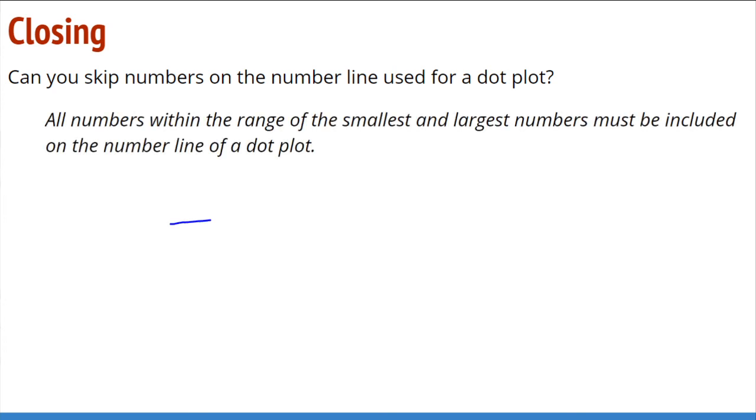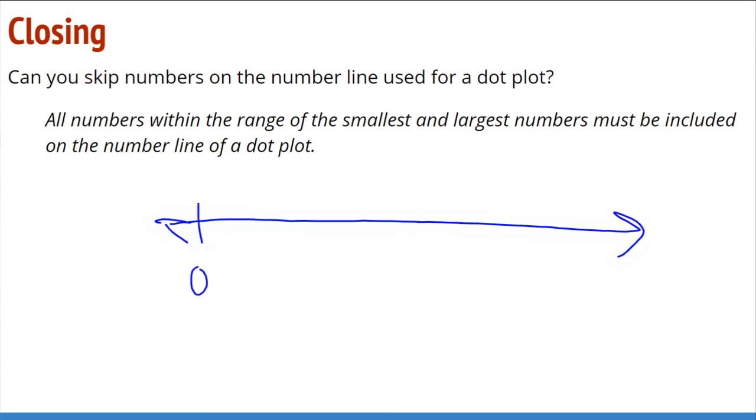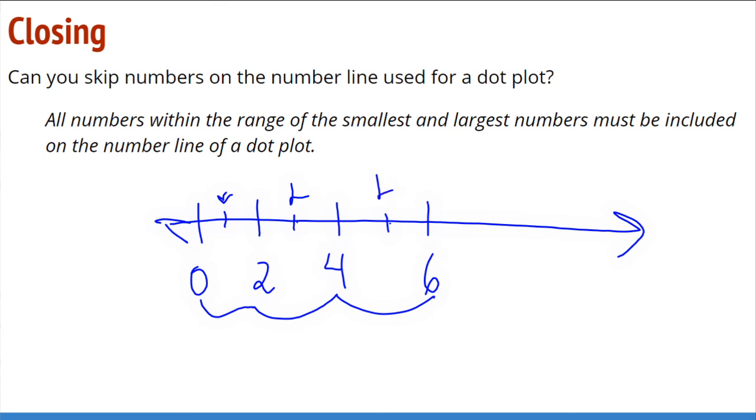Now, could I do something like this? I could absolutely do that, but I need to give a little mark there for the numbers in between. So I've left my spot for 1, I've left my spot for 3, I've left my spot for 5. So I'm counting by a nice interval here, counting by 2s, but I'm leaving the spot for the numbers in between.